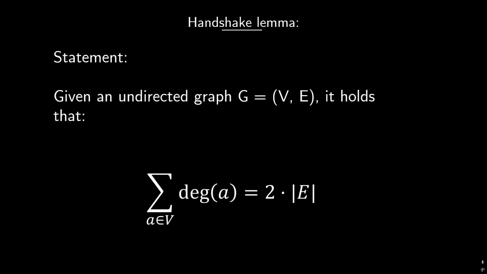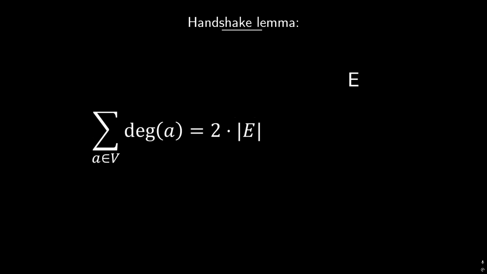Okay, so here's the statement. Given an undirected graph, again, a graph has 2 sets, V and E. Okay, we want to show that it holds that if I were to add up the degrees, it's 2 times E. Okay, so in other words, go through every node, and if you add up the degrees, it's somehow 2 times the number of edges, which sounds very weird. So let's see this in action.